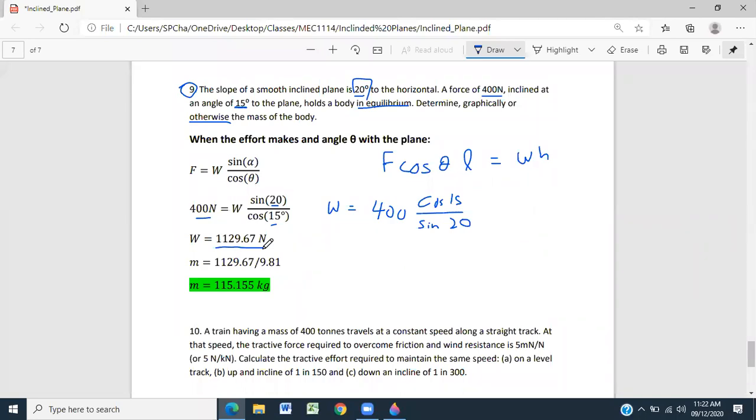1,129.6 newtons. Now, again, we can't stop here because we need to determine the mass of the body, not the weight applied downwards by the body. So dividing that by the gravitational constant gives us a mass of 115 kilograms, right? And that's it. Simple. Number 9, you see. 1 line and 2 lines and 3 lines. That's it for number 9.